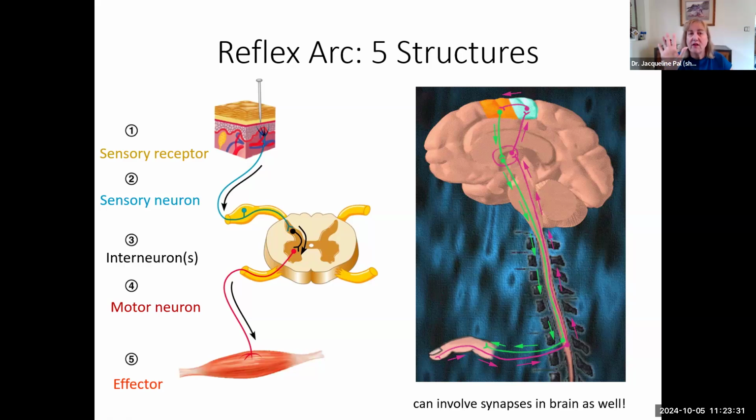So 5 required structures in the reflex arc, but notice only 3 of them are neurons: the sensory neuron, the interneuron, and the motor neuron.